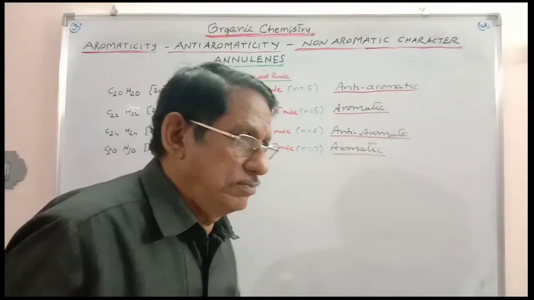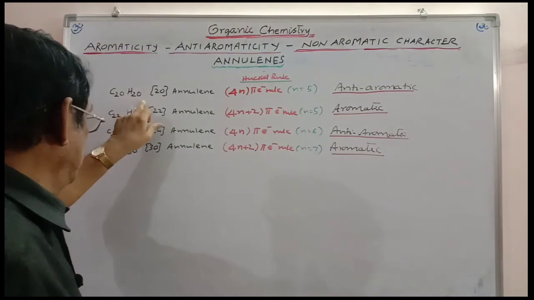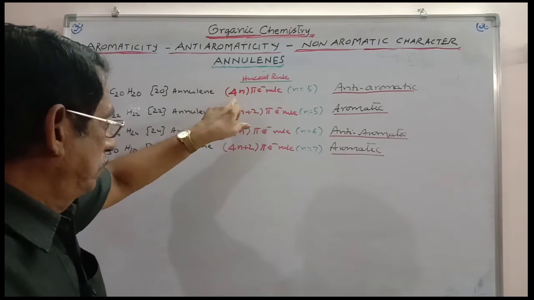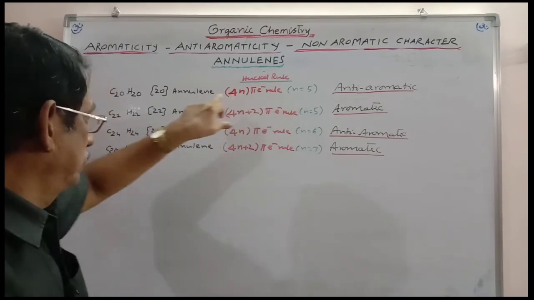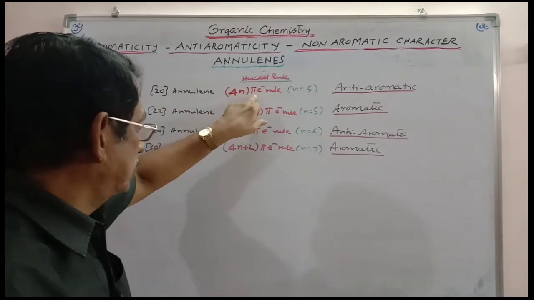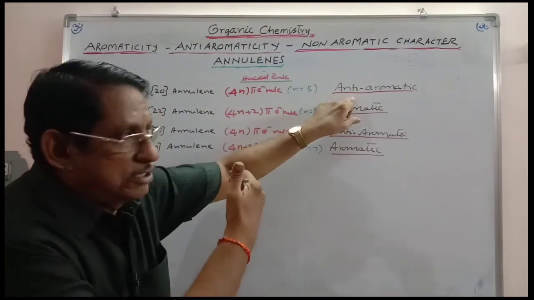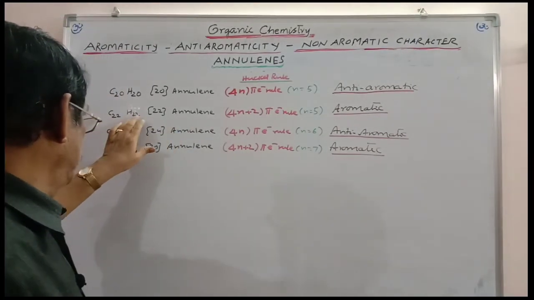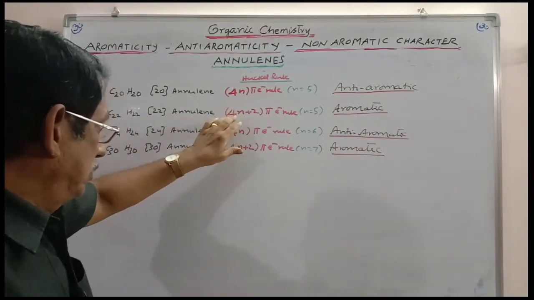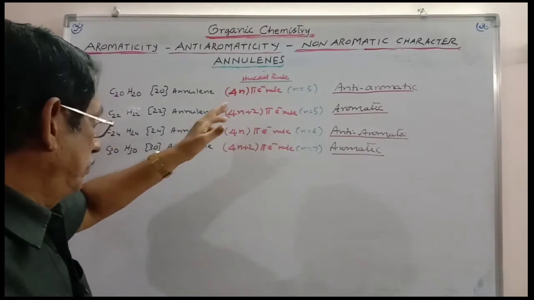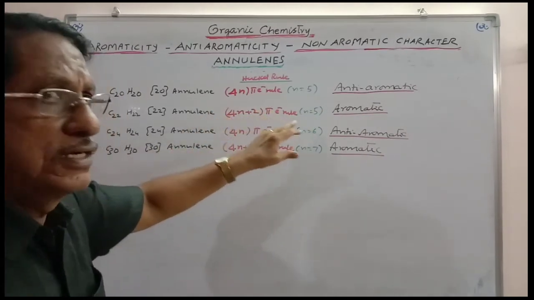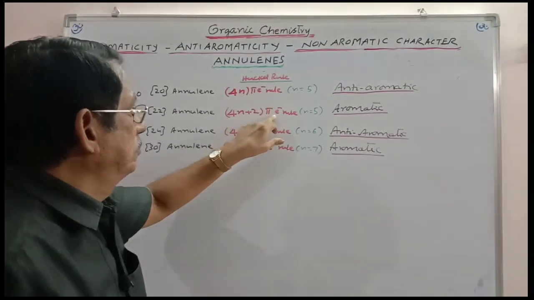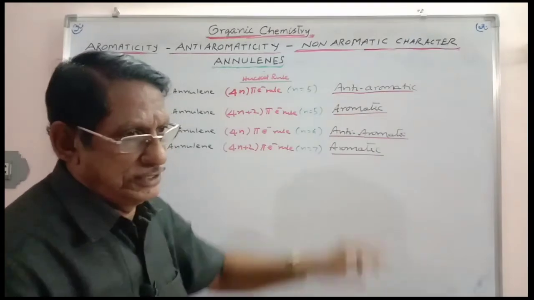Let us consider some examples here. 20 annulene, C20H20. Here, there will be 20 delocalized pi electrons. Huckel 4n rule is applicable, n is equal to 5, 5 into 4, 20. So the structure becomes anti-aromatic. Similarly, you can take here C22H22, 22 annulene. And here, when n is equal to 5, 20 plus 2, 22. That means Huckel 4n plus 2 pi electron rule is applicable, so it is completely aromatic.